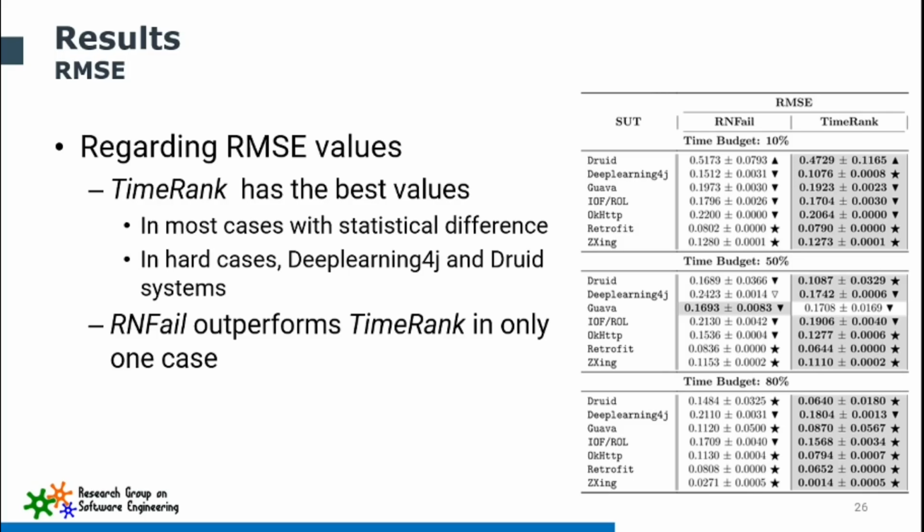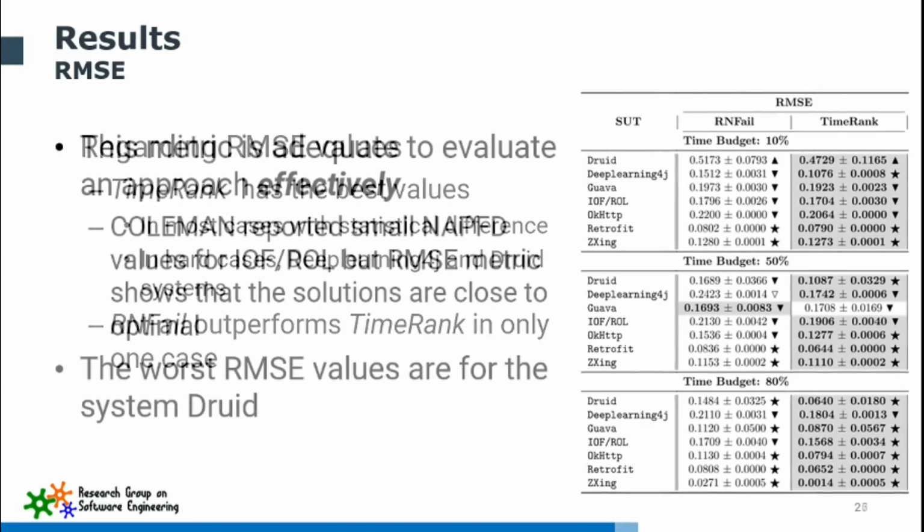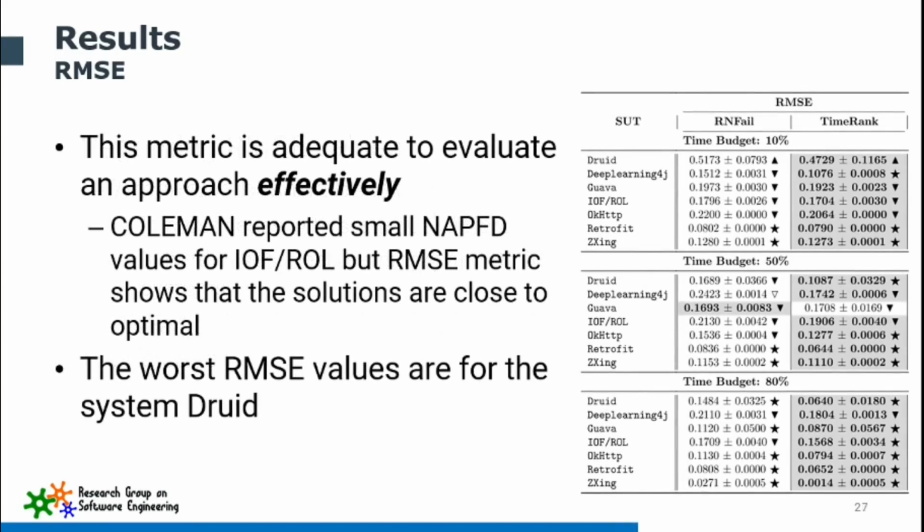Time rank has the best values in most cases with statistical difference. RMSE outperforms time rank in only one case. Besides, we observe that time rank is better in the hard cases, Deeplearning4j and Druid. This metric is adequate to evaluate an approach effectively. For instance, both algorithms report small NAPFD values for the IOF/ROL system, but this occurs due to its characteristics that challenge finding reasonable solutions.